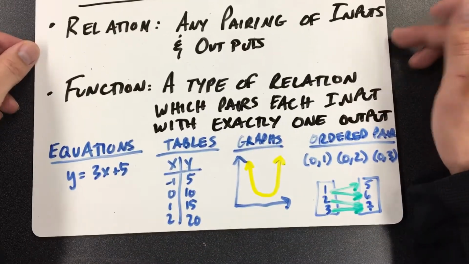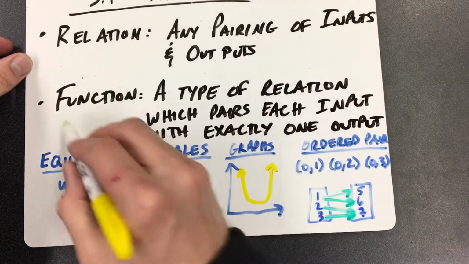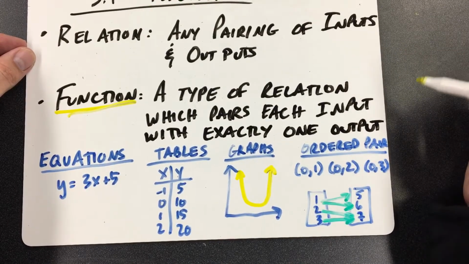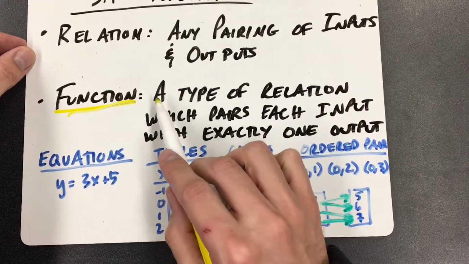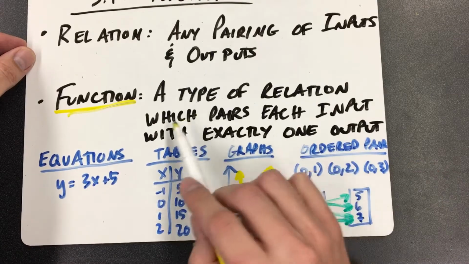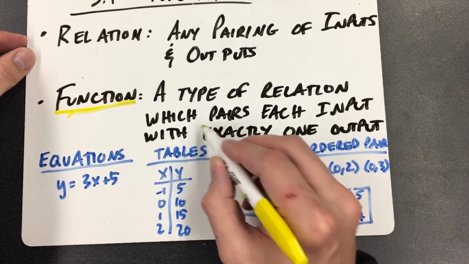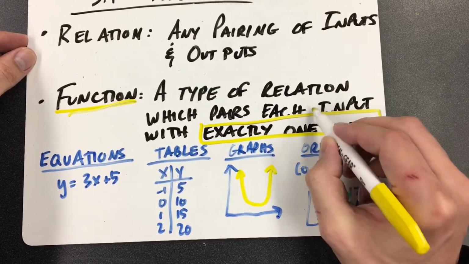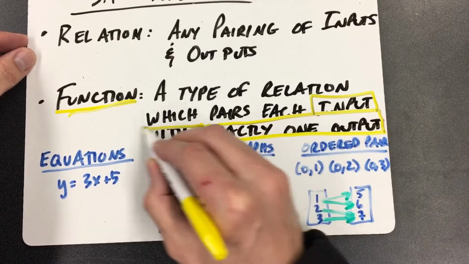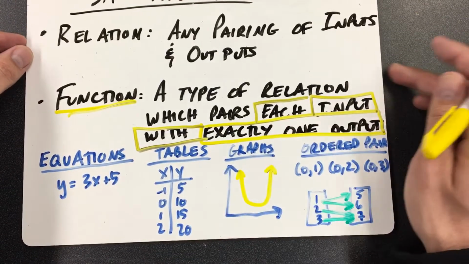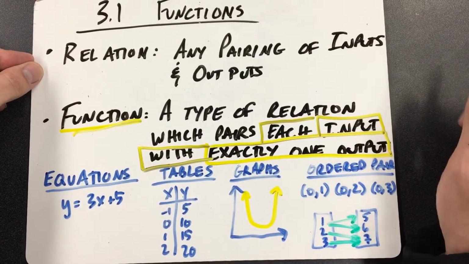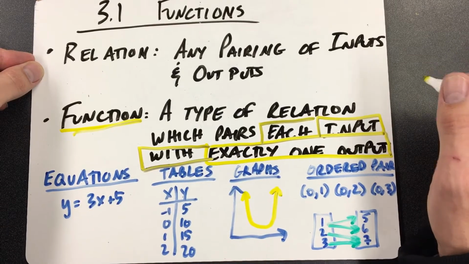Now there are special types of relations called functions, and they have a very specific rule. This is the most important part of today's lesson. A function is a type of relation which pairs each input with exactly one output. Each input has only one output. Each input pairs with one output. That is the most important part to have in your memory bank for today.